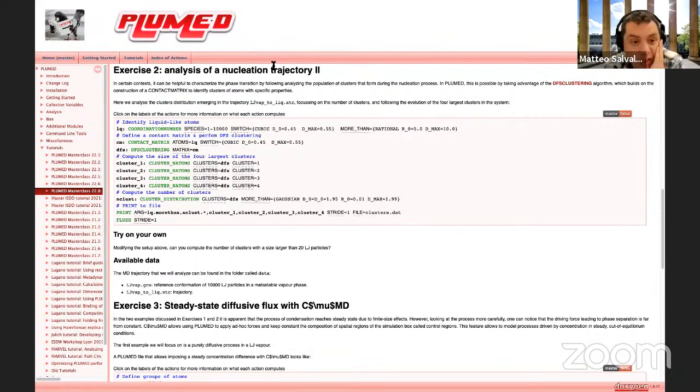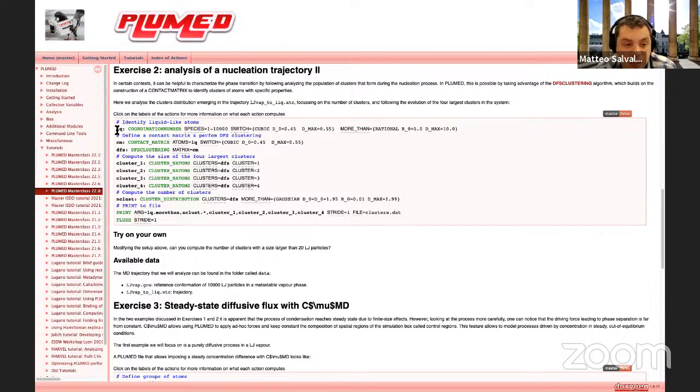The objective of this second exercise is to learn how to use DFS clustering within PLUMED to compute the number of clusters that are formed and the size of the clusters. DFS is a method based on graph theory to compute the number of clusters and the number of elements in each cluster by defining a contact matrix.